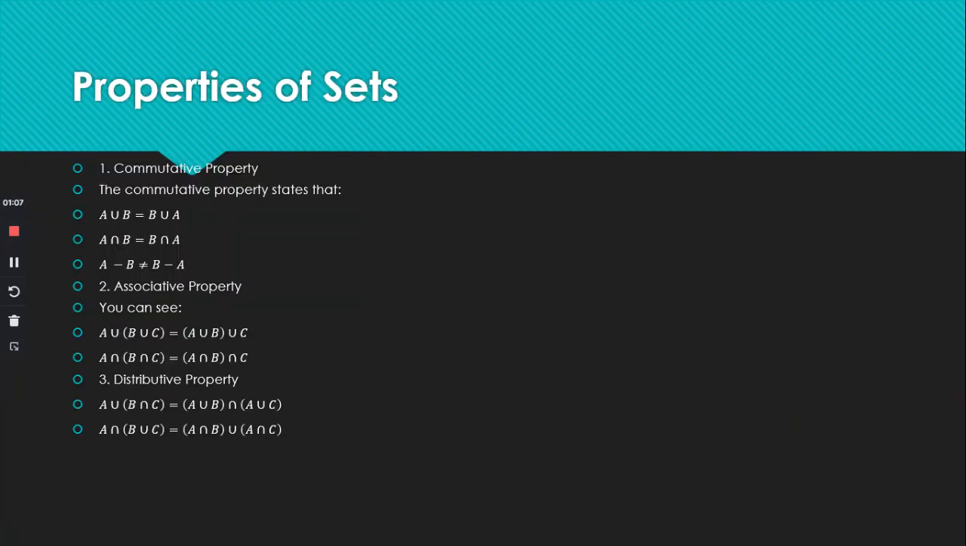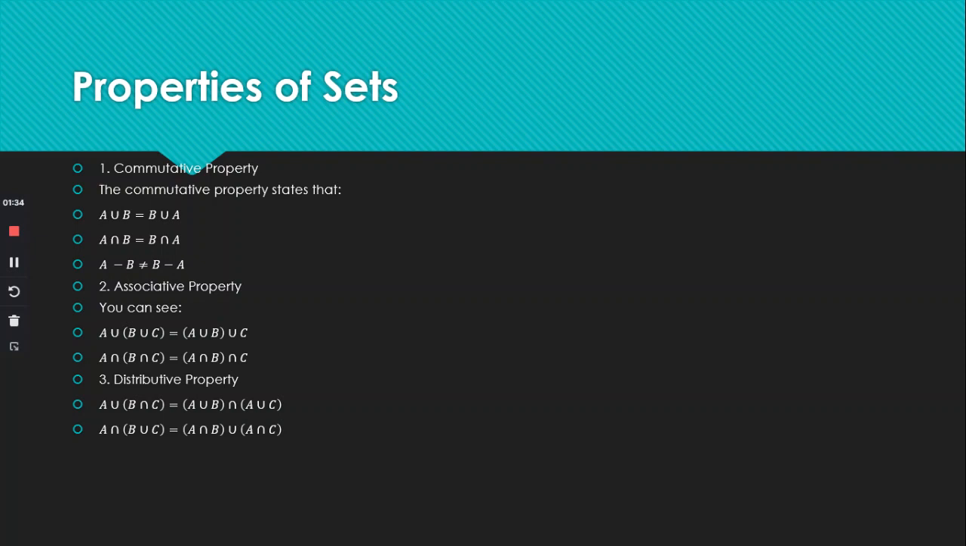Properties of sets. So the first property we're covering is the commutative property. It states that the union of A and B is equal to the union of B and A. This means the number of elements in the union of A and B is equal to the number of elements in the union of B and A. And also what the elements are will definitely be equal.